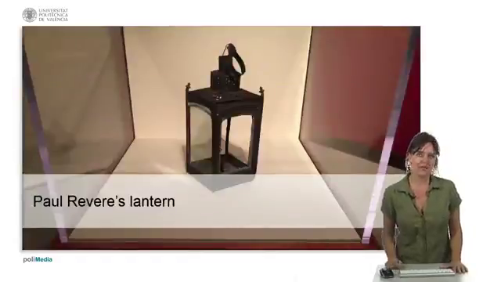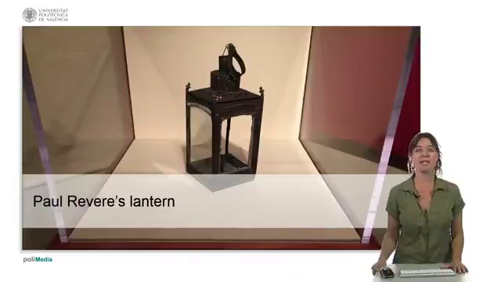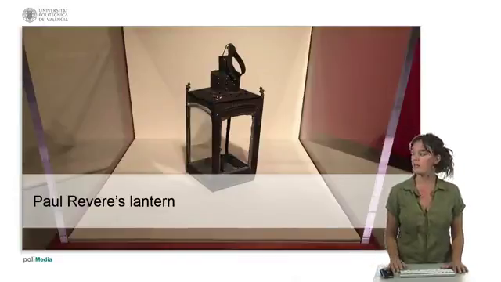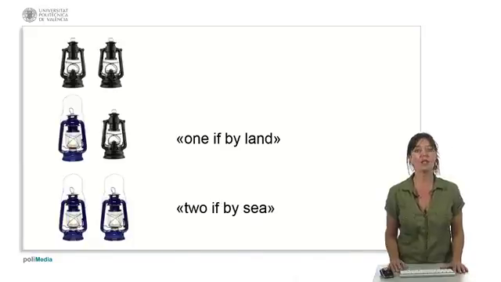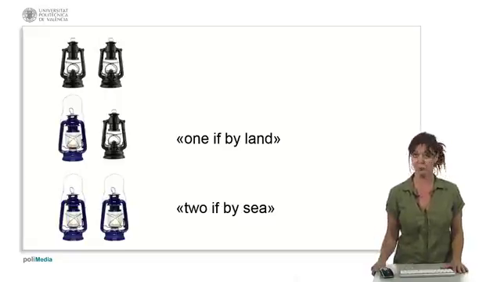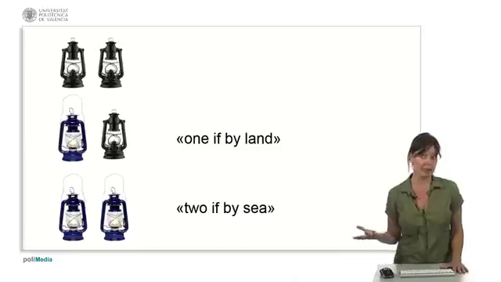So let's look at an example. You might remember Paul Revere's lantern to alert about the British troops. What Paul Revere did was that one lantern meant that the enemy was going to arrive by land, and two meant that they were going to arrive by sea. And this is a binary decision. So we could represent this with bits.